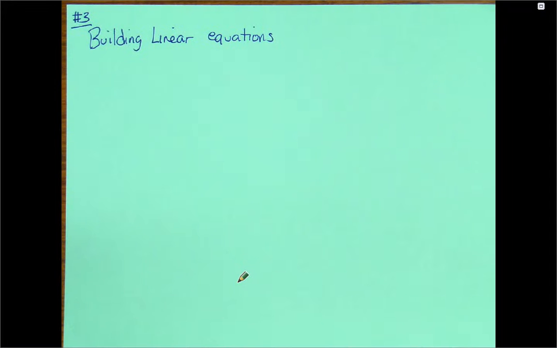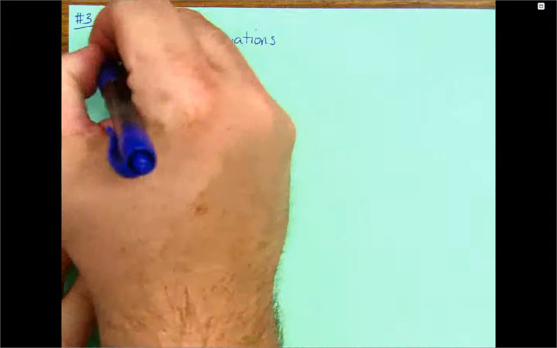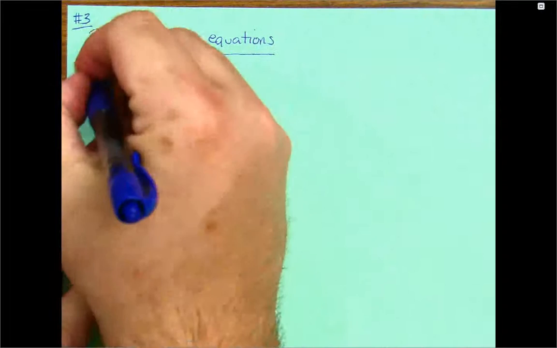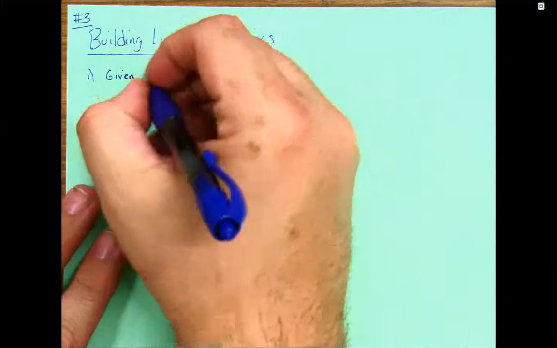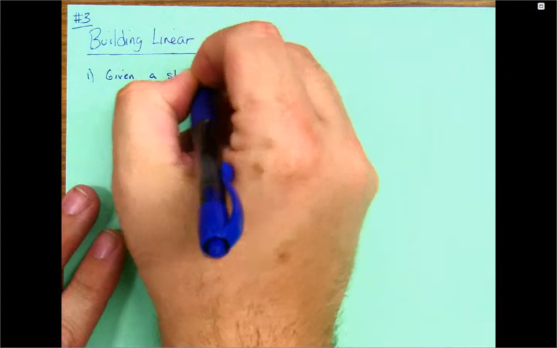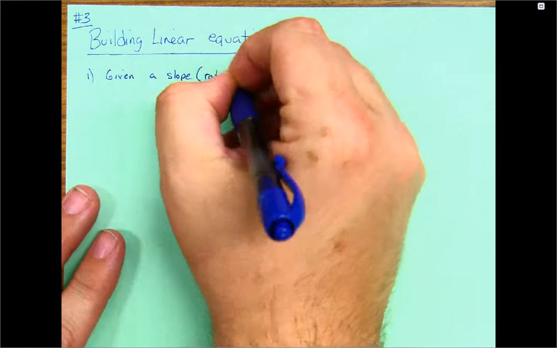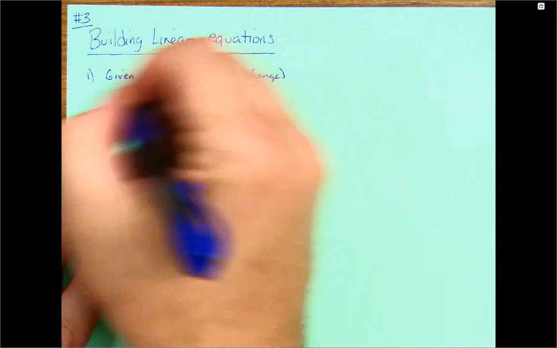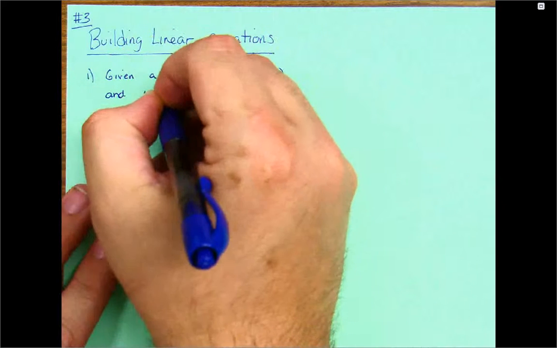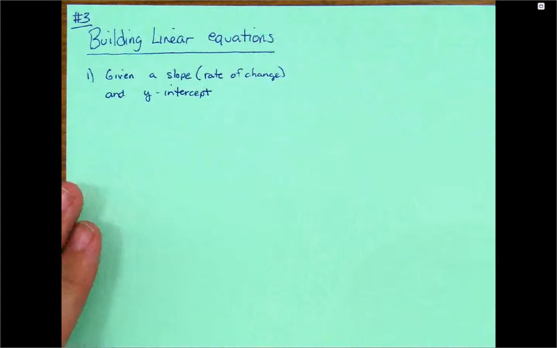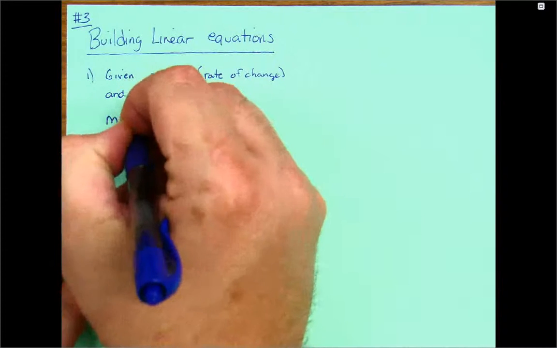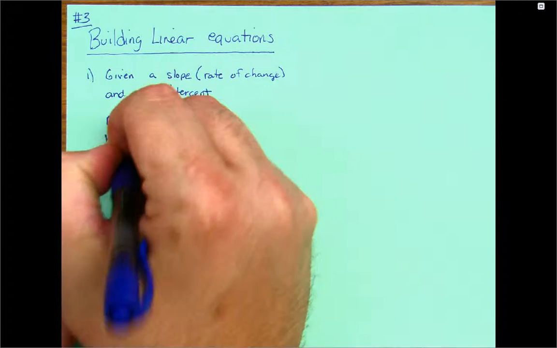Okay, now, there are a few different cases, and basically, building a linear equation is all based on information you get. The first one, if you're given a slope, and we'll put rate of change, and the y-intercept. So that's part one. You're given a slope and a y-intercept. And they're not very imaginative. They'll say m is 4 and b is like -3.